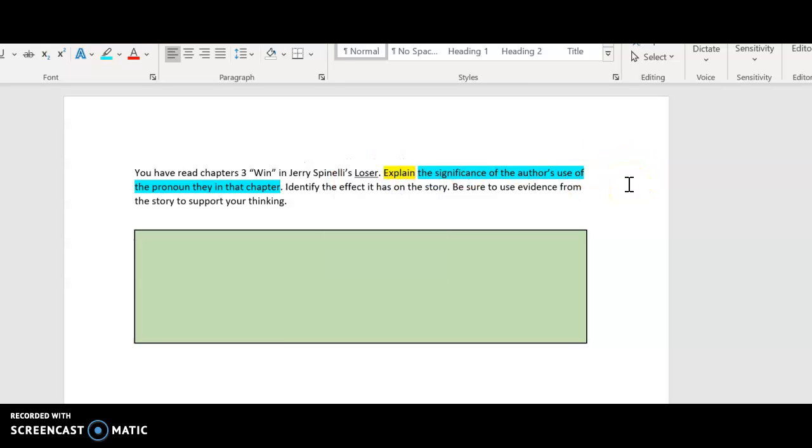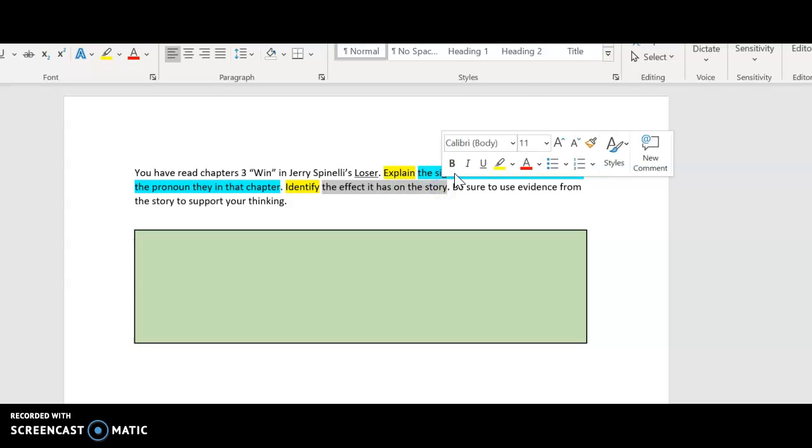Okay, so I've identified the do. Now I've got to identify the what. My next verb, notice it's at the beginning of the sentence again, is identify. And what am I identifying? I'm identifying the effect it has on the story. Okay, so I need to tell my reader what impact, what significance, what importance the use of the pronoun they has. Why did the author choose the pronoun they? Why didn't they choose I or me or we? Why did they keep using that pronoun they?